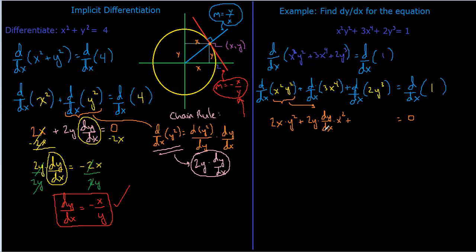This is not quite as tricky. It's just the derivative in the usual way, 12x to the third, and d/dx of 2y cubed. At the chain rule, that's going to be 6y squared times dy/dx. Okay, and now we want to isolate those terms that have dy/dx in them.